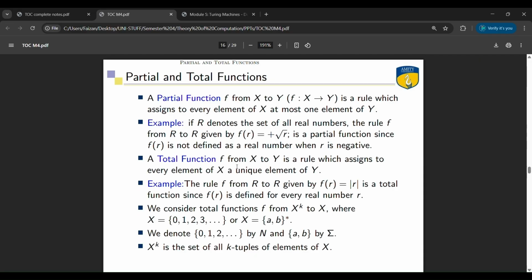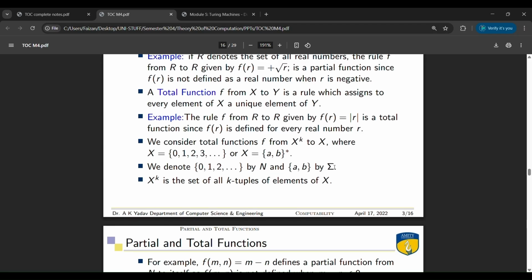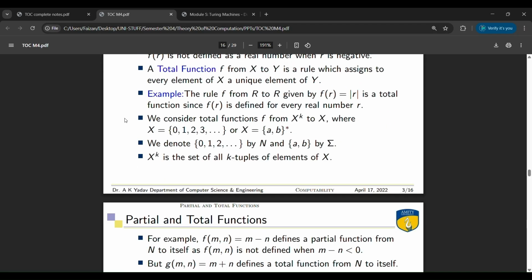Similarly, a total function is where f is from x to y, and for every x you have a unique y. So for every x there is a y. An example, again R to R, is mod r. This means whether the value is negative r or positive r, you have a certain value for the function. It is defined.